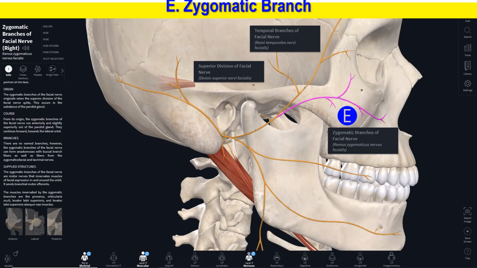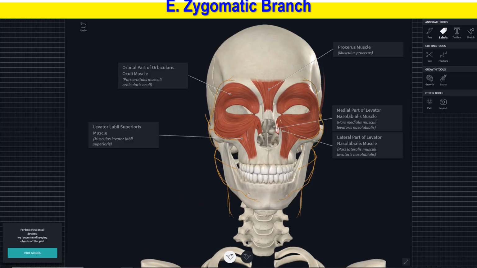The E branch also travels forward, slightly upward. It passes through the parotid gland and reaches the lateral region of the orbit. The zygomatic branches innervate the 1. Procerus, 2. Orbicularis oculi, 3. Levator labii superioris, and 4. Levator labii superioris oblique muscles.